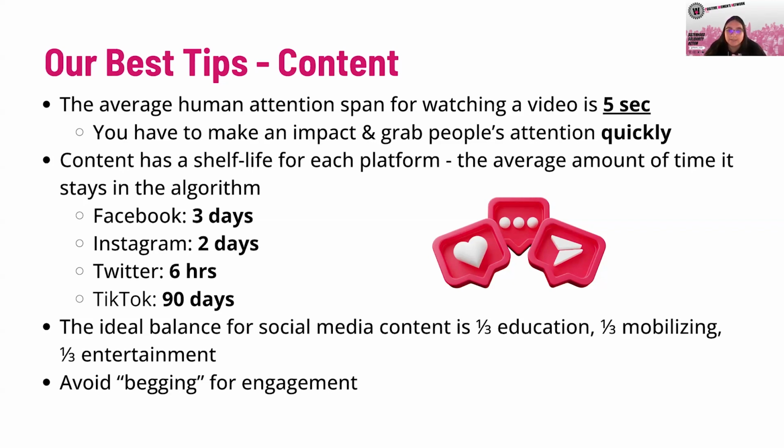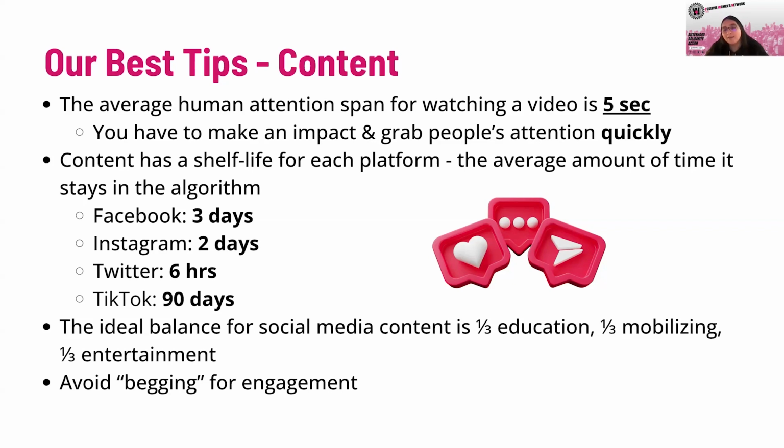Another important thing to keep in mind is that each piece of content on social media has a shelf life, which is basically the average amount of time that it stays in the algorithm, that it stays relevant and on people's timelines. So here it is based on each social media platform. For Facebook, posts stay in the algorithm about 3 days. Instagram is 2 days. Twitter is only 6 hours. There's just so much going on on Twitter that you only have 6 hours for it to get its interactions before it's kind of just left where it's at. And then TikTok actually has a shelf life of 90 days, which they stated themselves, which is really interesting how long it is.